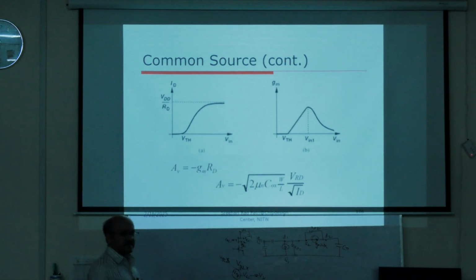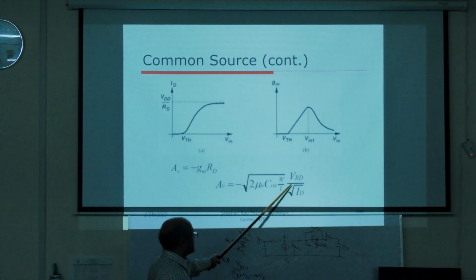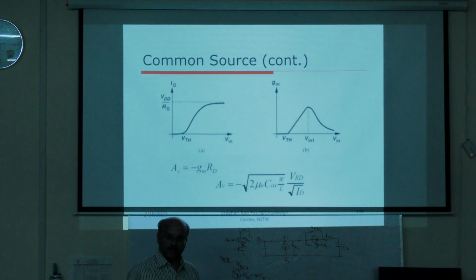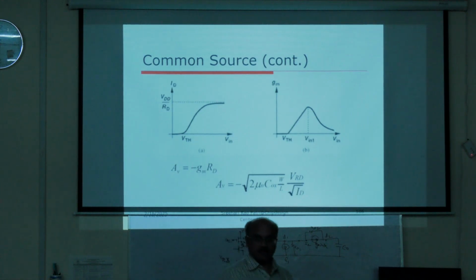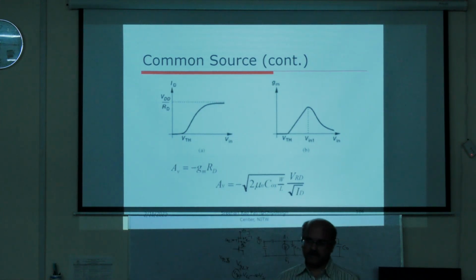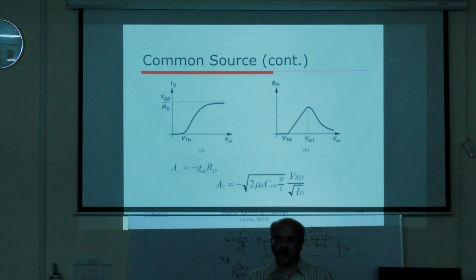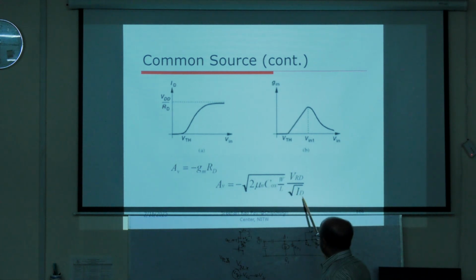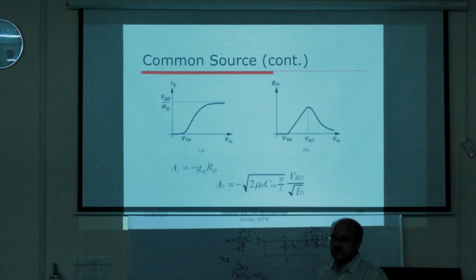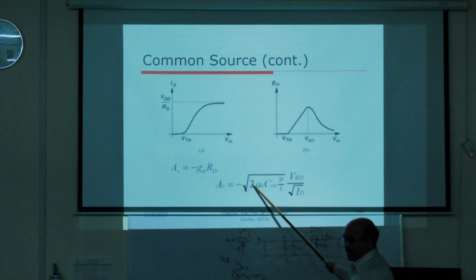And RD I am writing in a trickish fashion. VRD is ID into RD, right? So how do I write RD as ID RD by ID? I can write ID RD as VRD. So VRD by ID. But under the square root there was an ID, therefore it gets cancelled and then it becomes square root of ID here. Now this is the gain expression.